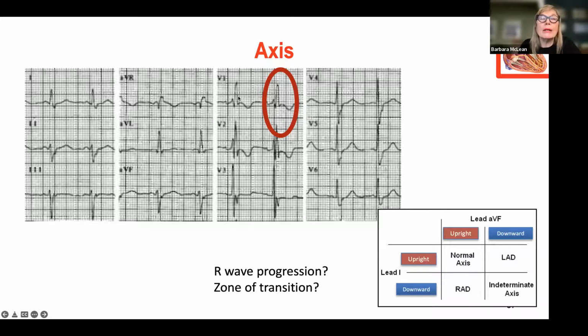Now I go to V1 and I can see he's almost all upright in V1. This is his zone of transition. He has an early zone of transition. It takes a lot of time. He has a right bundle branch block.